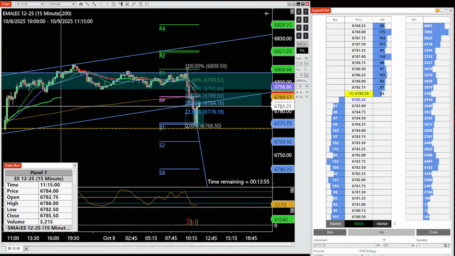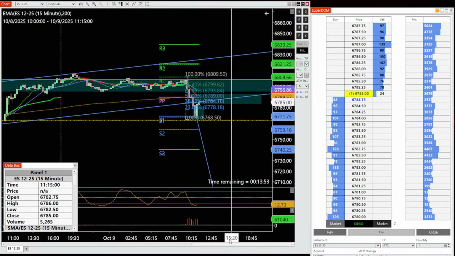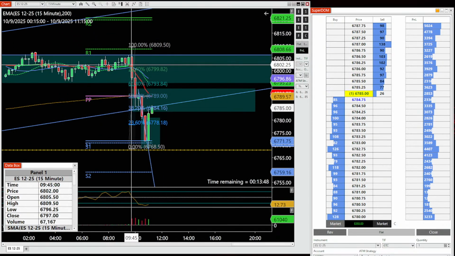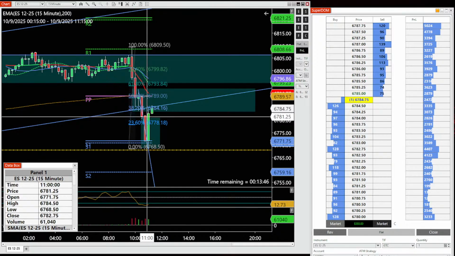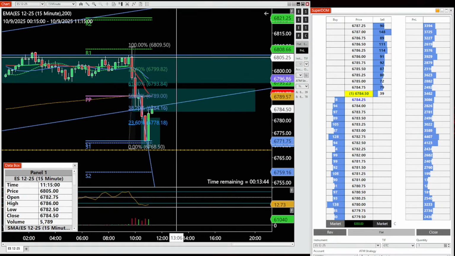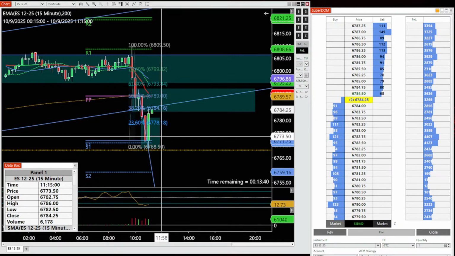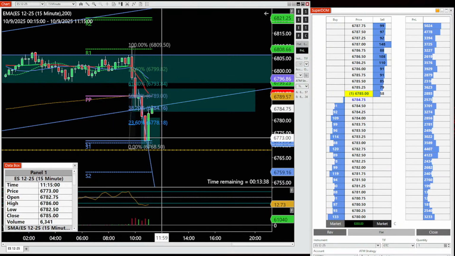Like the V-shape now. If you can see the V-shape pattern, dump, come back up, V-shape pattern, up. It's possible.